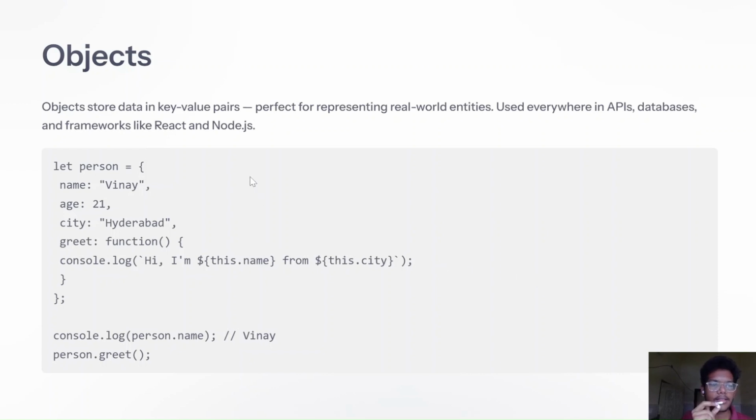Let us see an example of it. Let person equal to name, which is Vinay. Name is a key and Vinay is a value. It is a key value pair. Similarly, we have age, city, and we have written a function greet, and we have called that function through the object in this way. Yeah, an object can be used in this way.